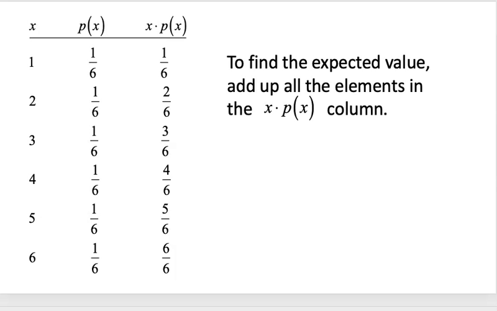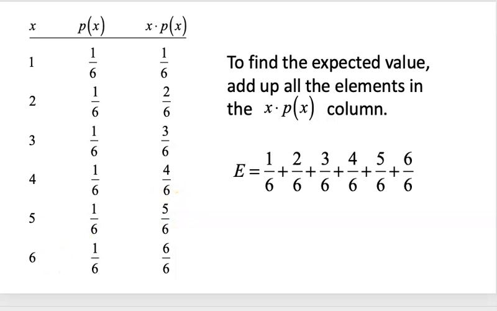Now what is the expected value? To find that expected value, we add up all of the elements in the x times p of x column. So these numbers all added up: 1/6 plus 2/6 plus 3/6 plus 4/6 plus 5/6 plus 6/6. All sixths: 1, 3, 6, 10, 15, 21/6 is what it looks like. So my expected value is 21/6. If I divide top and bottom by 3, I get 7/2 or 3.5.